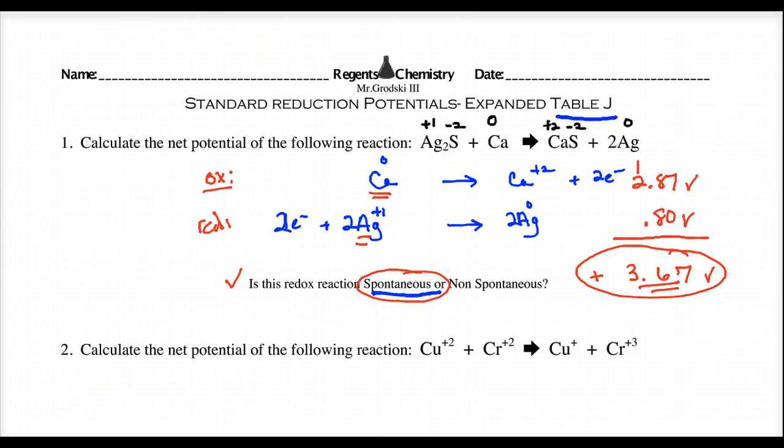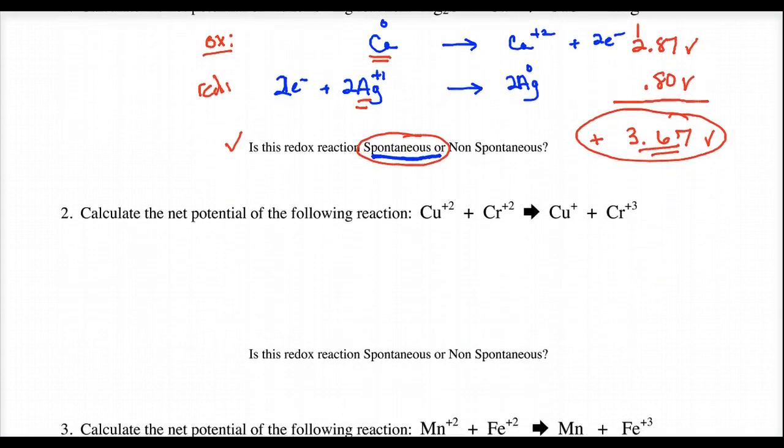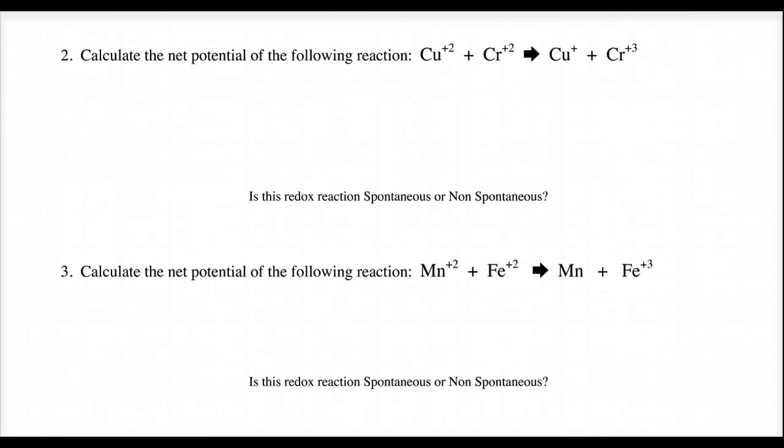So in number 2, calculate the net potential. You should do those, but to see if something is spontaneous or not, all we've got to do is go to table J. So if you notice, who's oxidizing, who's reducing? You might have to do a half reaction. Copper plus, from 2 to plus 1, my charge is going down because I gained a negative.